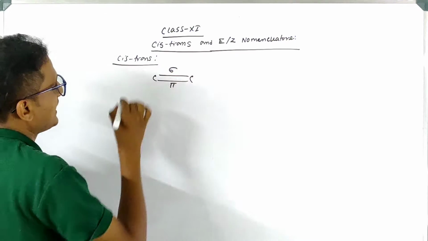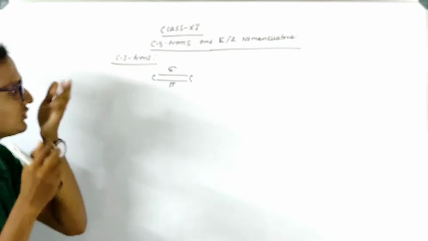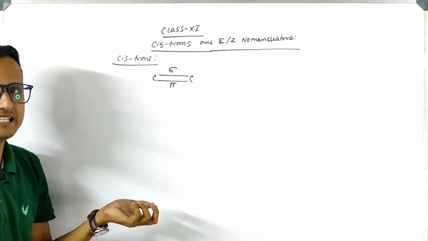Cis-trans nomenclature is very easy if you see the total video. If you see the total video, then it will be very easy for you and you can easily do that.